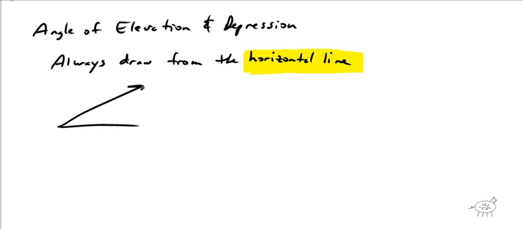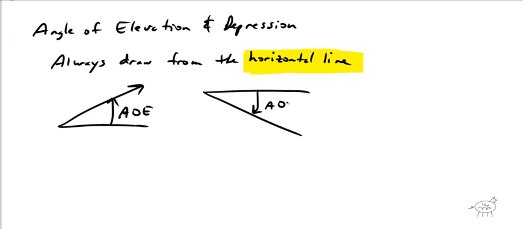Here's the horizontal line, and this is the angle of elevation. So it goes up because it's elevating, you go up. And then angle of depression is always, again, from the horizontal line going down. So it's angle of depression. But always from the horizontal line. Again, I cannot stress that enough. That's probably the number one mistake.